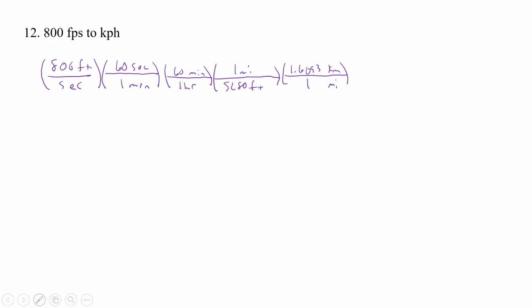Now let's check and see what we have canceled. Well, feet and feet. And then, well, let's get rid of seconds and seconds and minutes and minutes. We have hours here. And so we've gone to feet. Now we need to go from feet to miles. We got rid of the miles, and now we've gone to kilometers. And so now our final answer is going to be kilometers per hour. Okay. Now what do we have to do? We have to multiply everything on top and divide by the bottom.